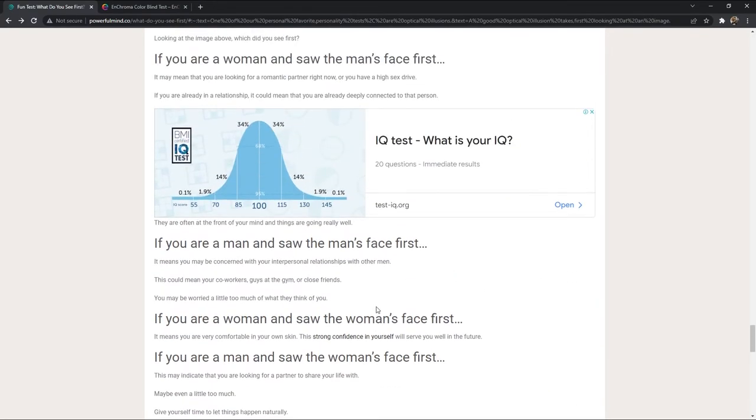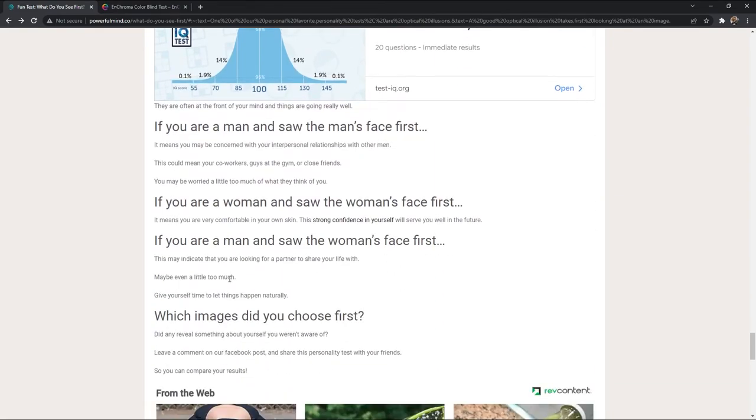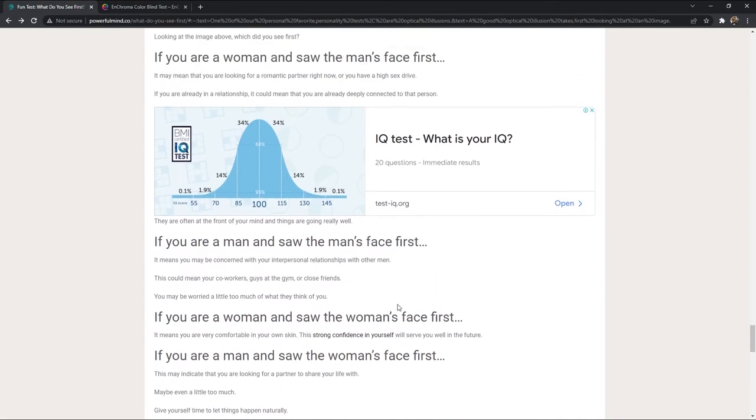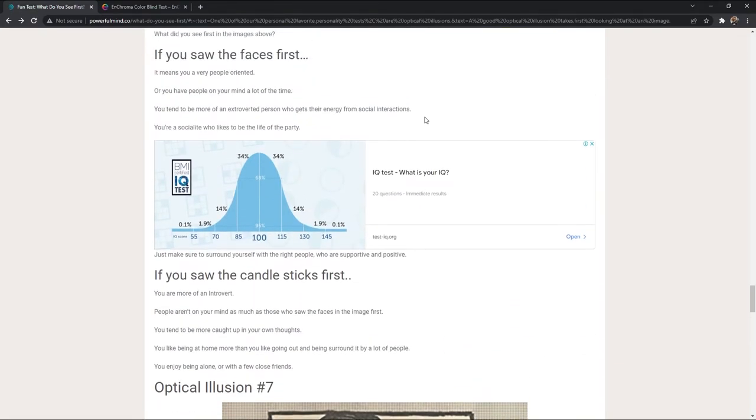Which images did you choose first? Wait, what did you guys see first? I'm a man and saw the woman. That makes no sense. I think they're just saying random stuff, honestly. I feel like they're saying random stuff. Agreed. Well, to be fair, they're saying "may" so they don't get sued.